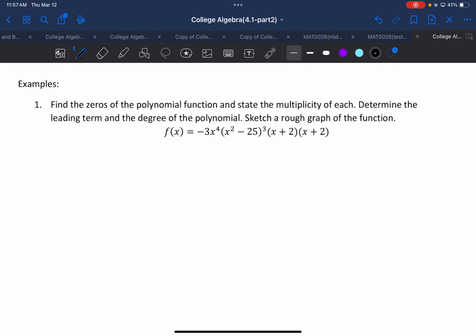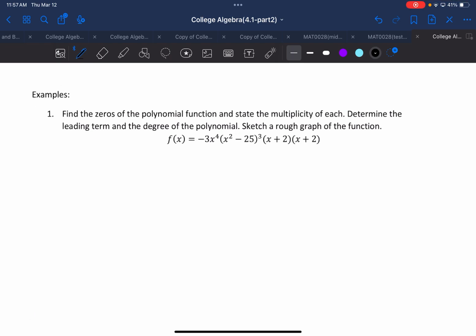All right, find the zeros, state the multiplicity of each, and determine the leading term and the degree of the polynomial, and then we're going to sketch a rough graph given all the information that we learned. So first, let's find the zeros. To find the zeros, I'm going to set the whole thing equal to 0. And it's already factored, so I can just set each of these factors equal to 0 now.